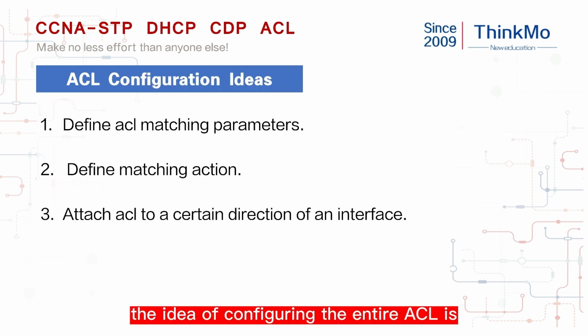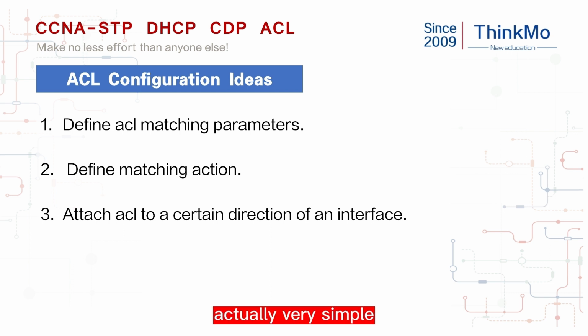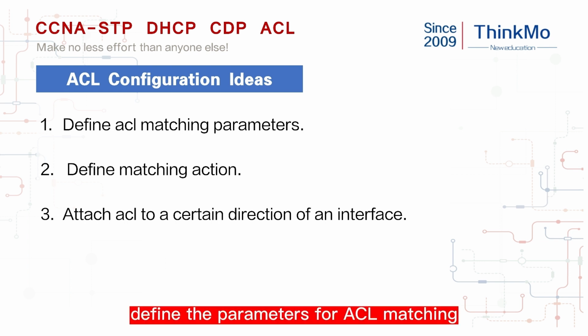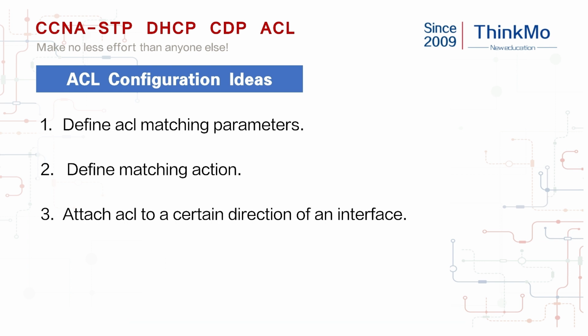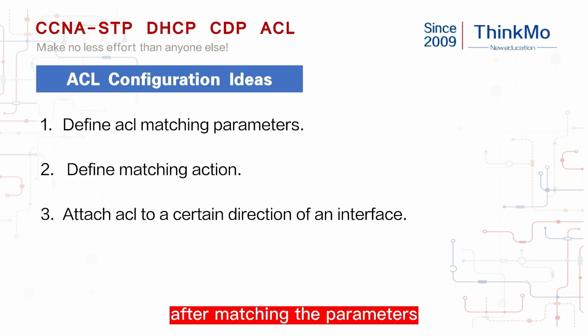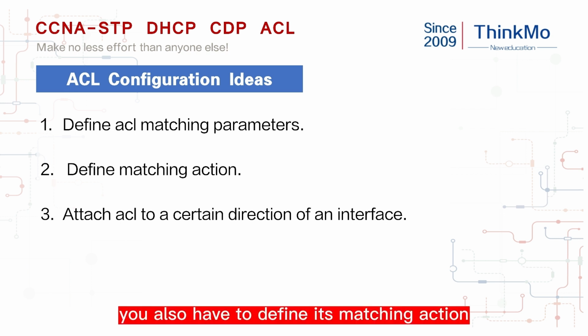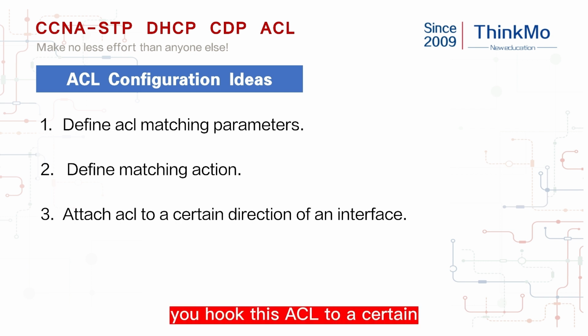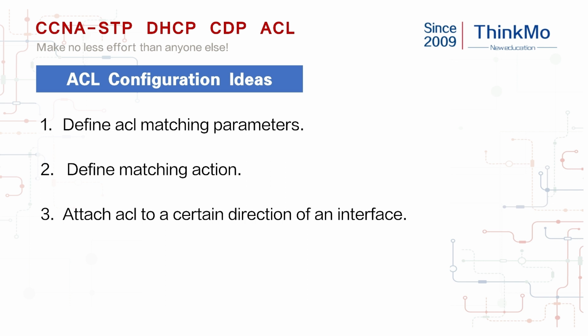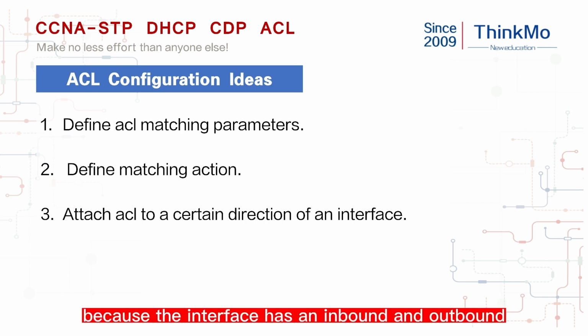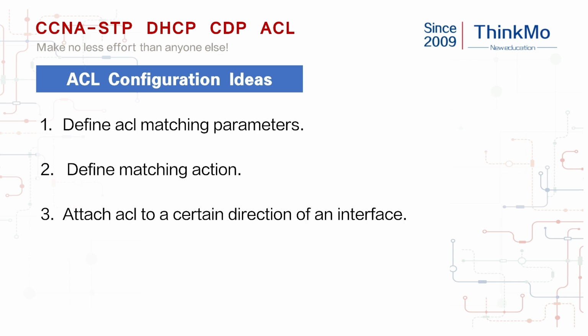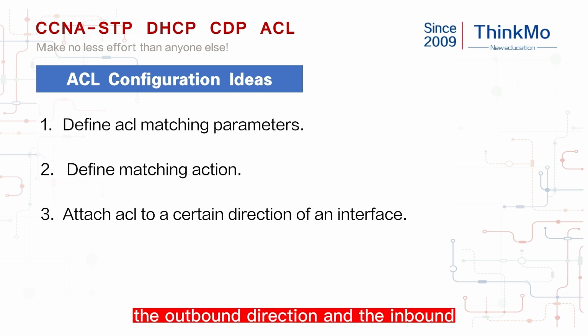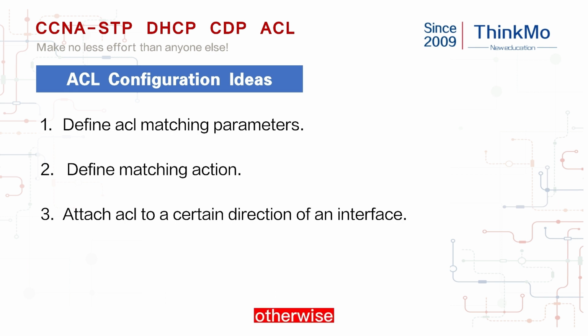The idea of configuring the entire ACL is actually very simple. Assume 3 steps. First, define the parameters for ACL matching. Second, after matching the parameters, define the matching action. Third, hook this ACL to a certain direction on a certain interface. Because the interface has inbound and outbound directions, the outbound and inbound directions have to be mounted separately. Otherwise, you can't make it work.